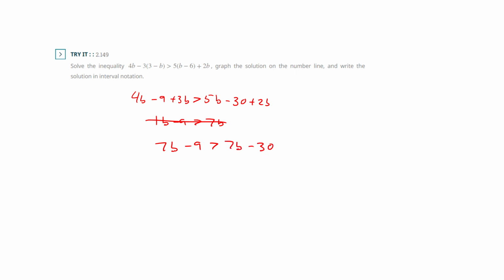Okay, now 7b, we've got the rooms clean. Let's get them back together. Well, if I subtract 7b from both sides, I'm left with negative 9 is greater than negative 30. Well, that is true. And there are no variables, so it must mean all real numbers, which in interval notation is that.